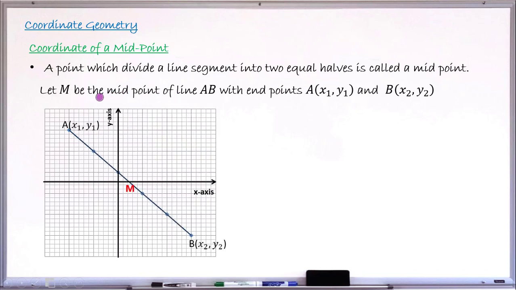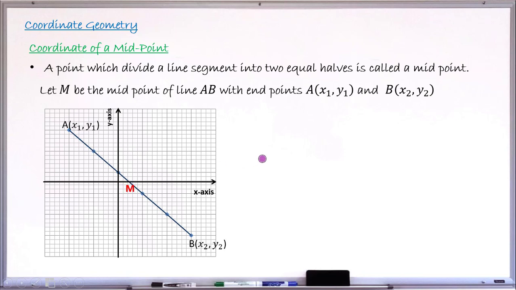So if M is the midpoint of a line segment AB, for example, and that line segment AB has endpoints at A with coordinate x1, y1, and the other endpoint B with the coordinate x2, y2, as displayed in this Cartesian plane. Look at the point A with the coordinate x1, y1, and look at the point B with the coordinate x2, y2. And this is the point M that divides this line AB exactly into two equal halves. If we are to find the coordinate of the midpoint, that is, what will be the value of x and what will be the value of y at exactly this point.